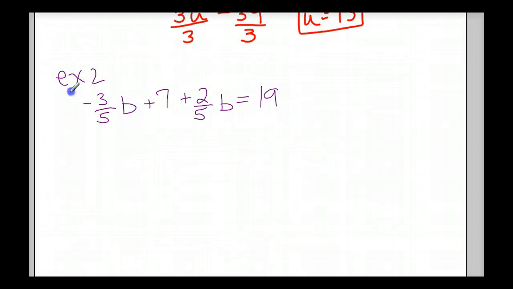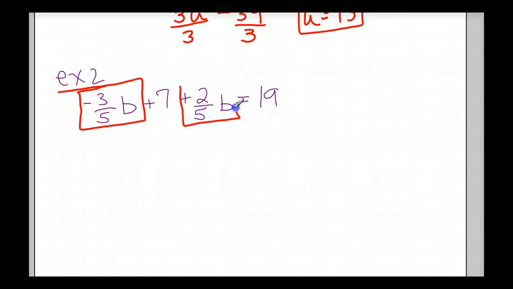Okay, example 2 here. Now I know example 2 has fractions, so a lot of you are probably a little freaked out right now, but these are easy fractions. Why are they easy? Because they have common denominators of 5, so we don't have to change anything. Just because they're connected to a variable doesn't make them any different. So we have negative 3/5 b plus 7 plus 2/5 b equals 19. So let's do our like terms, just how we did in our last one. Our first like term is negative 3/5 b. Our second like term is positive 2/5 b.